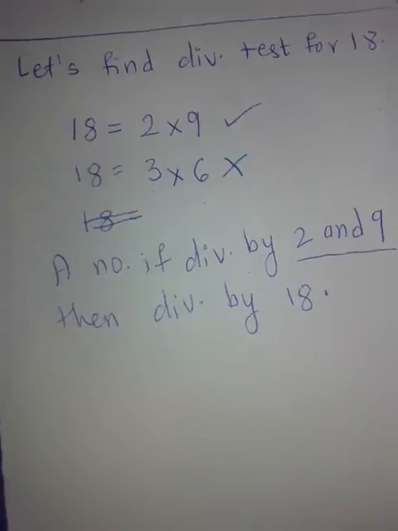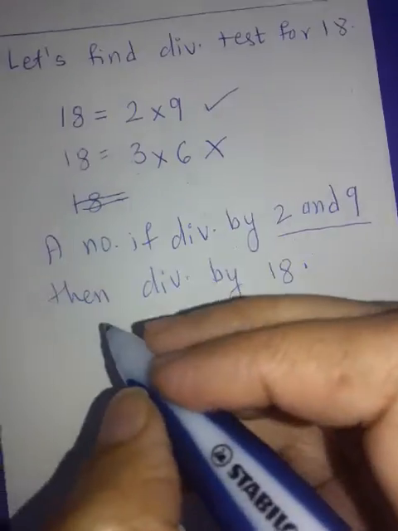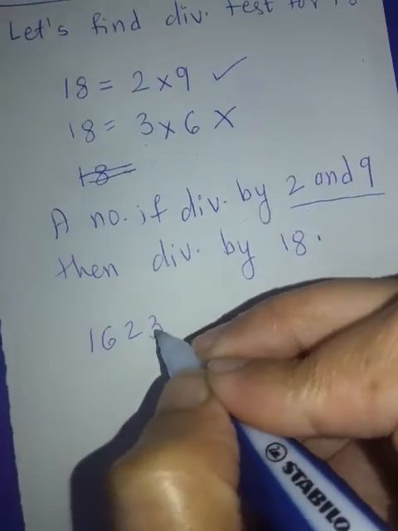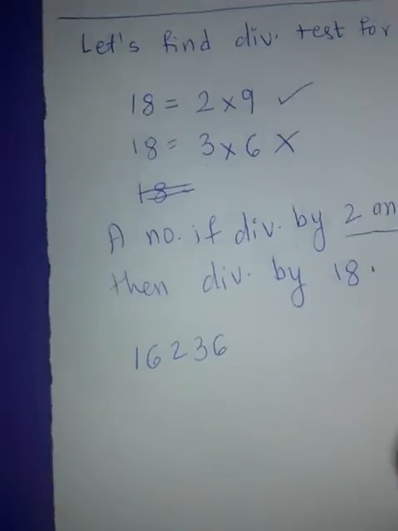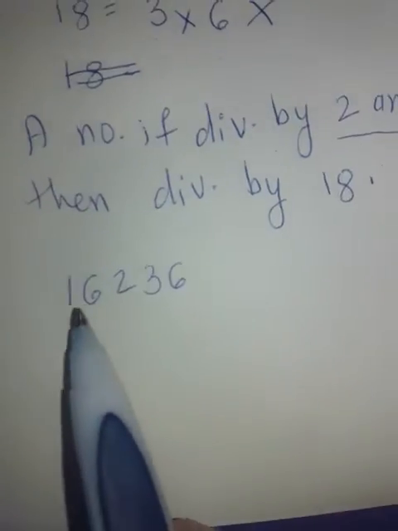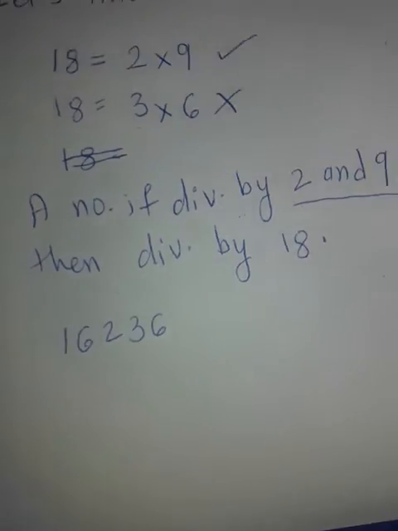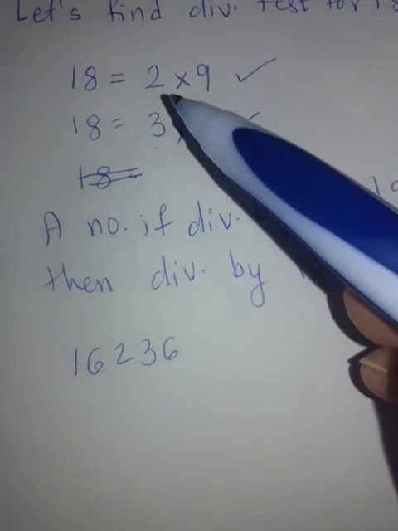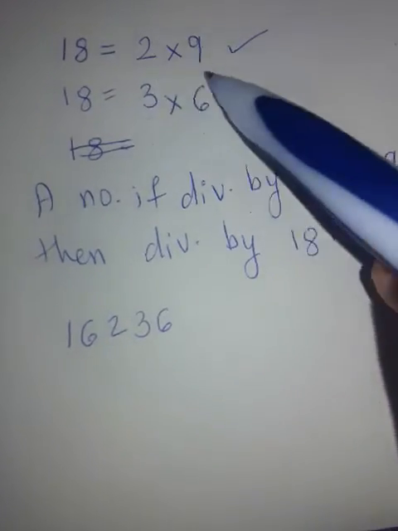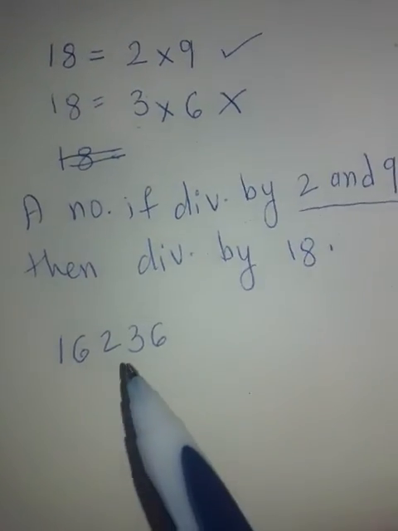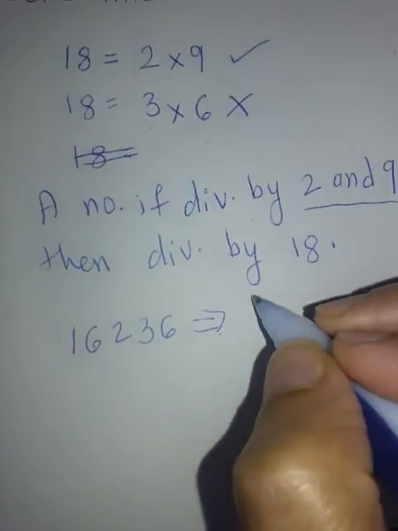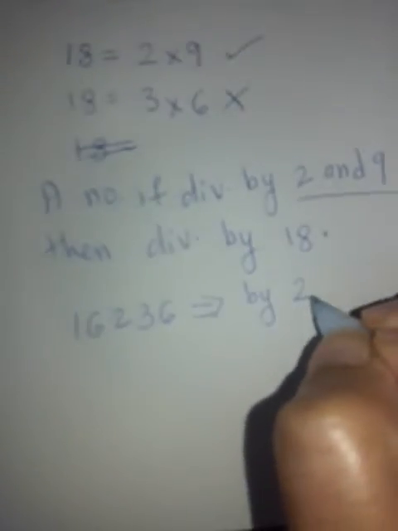Now let us confirm it, whether it is true. I am taking one number, 16,236. I want to see whether it is divisible by 18. What is our criteria? It should be divisible by 2 and 9. Do you remember divisibility test for 2 and 9? This is even number. So definitely divisible by 2.